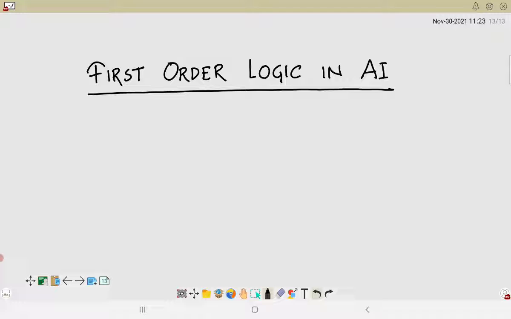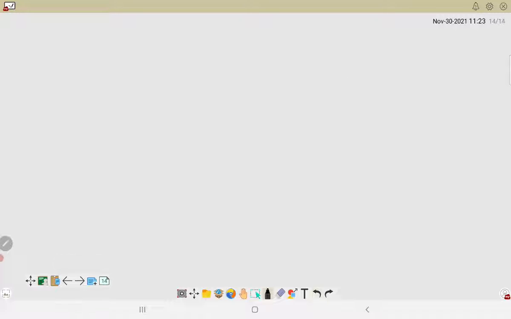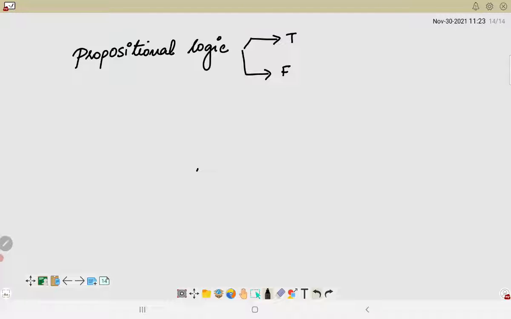But unfortunately, in propositional logic, we can only represent facts which are either true or false. So talking about propositional logic, we cannot handle complex sentences or complex statements. We can only represent statements in the form of true or false. So propositional logic is not sufficient to represent complex sentences or general natural language statements. Propositional logic has very limited expressive power.